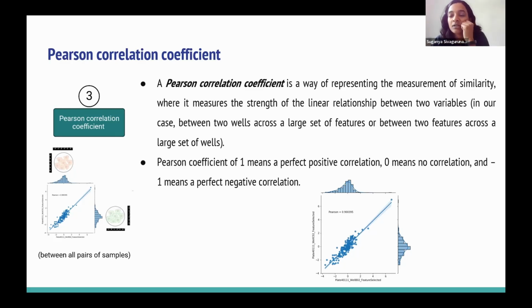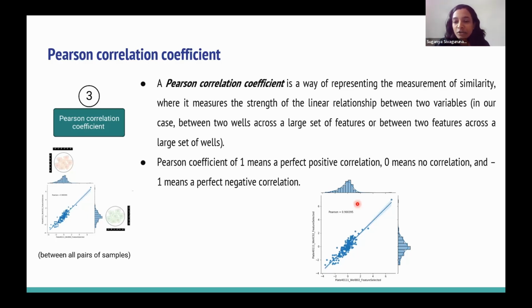So how do we do that? Since we have all the measurements from each individual well, we plot all the features across two different wells and get a plot like this, where you can see the Pearson value to be like 0.9. A Pearson value of 1 means the two variables that you're comparing, or the two wells that you're comparing, are highly correlated to each other. And a value of 0 means no correlation, and a value of -1 means they are anti-correlated. So this is how you understand how similar or dissimilar two different wells are.